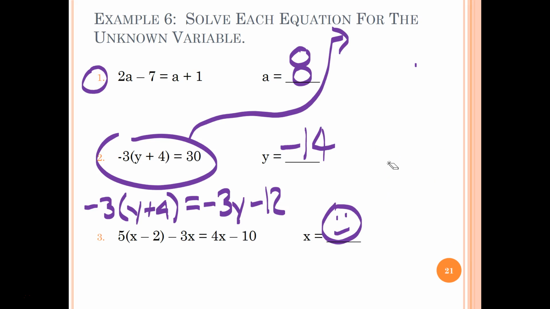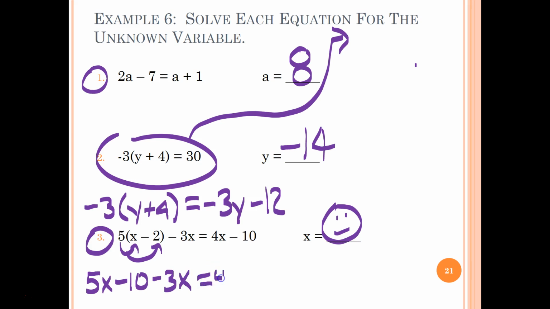All right, let's see how we get x equals 0. I'm going to start here with number 3 by distributing those parentheses first. And 5 times x minus 2 is going to give us 5x minus 10. And we still have this minus 3x on the left-hand side of the equation. And this is going to equal 4x minus 10.